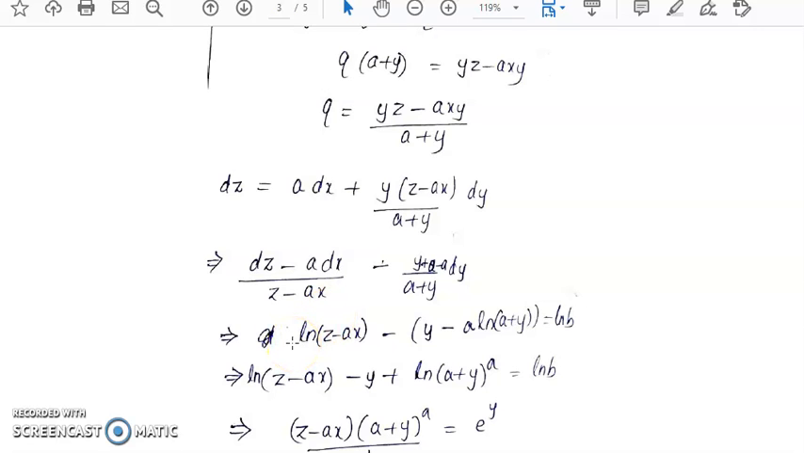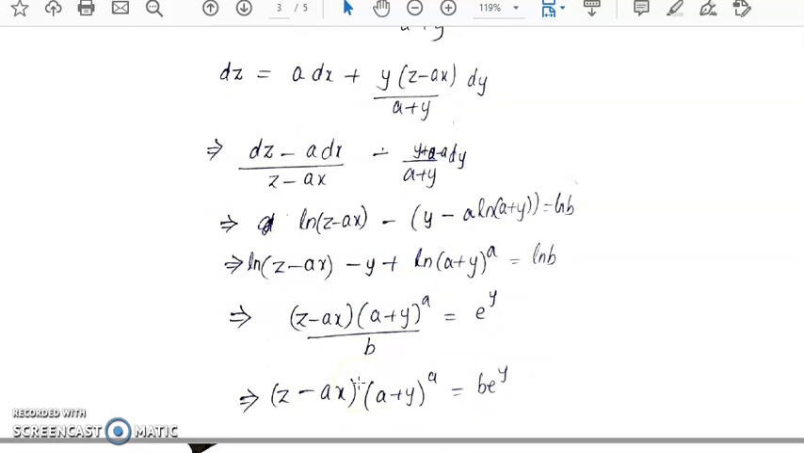So on integrating you will get the integral of this is log of z minus ax, minus, this is 1 minus a by a plus y. So the integral is going to be minus of the integral of 1 which is y, then minus a log of a plus y. So the arbitrary constant I will take as log b. So I am taking exponentials on both sides.